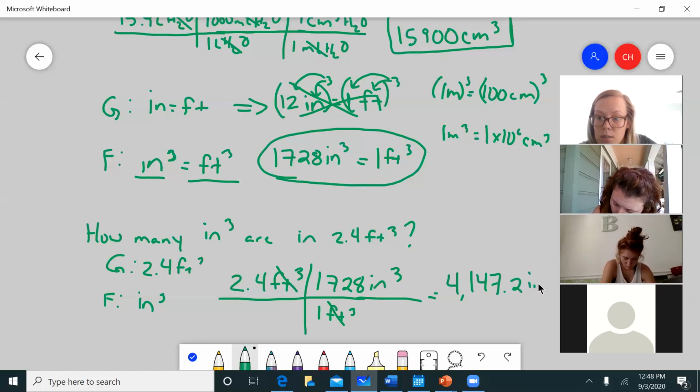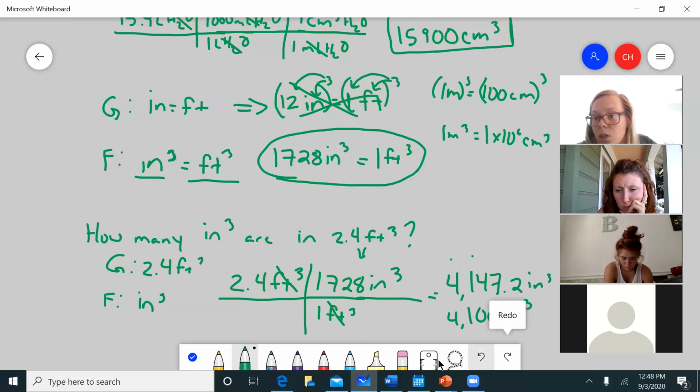We end up with a value of 4,147.2 inches cubed. This is an exact ratio, so we don't use this as far as our sig figs are concerned. This is a limiting, right? We only knew to the 10th place. So 2 sig figs, so I get to keep the 4, I get to keep the 1, the 4 tells the 1 to stay. So 4,100 inches cubed.